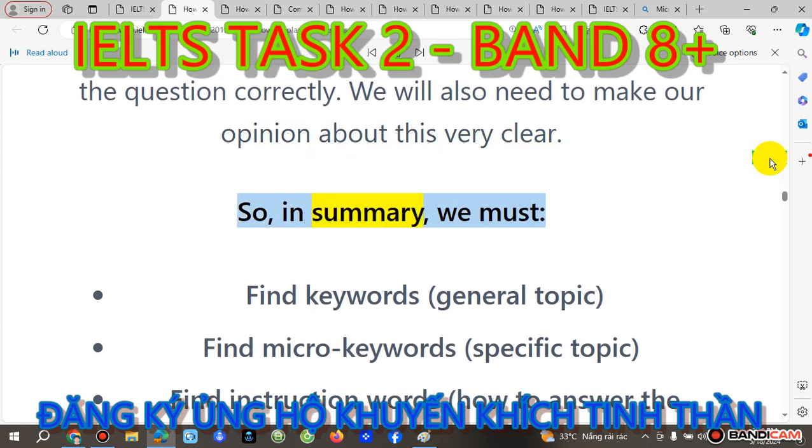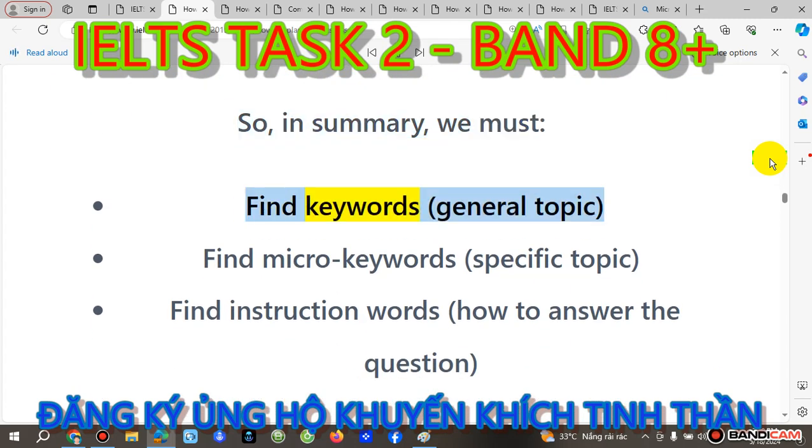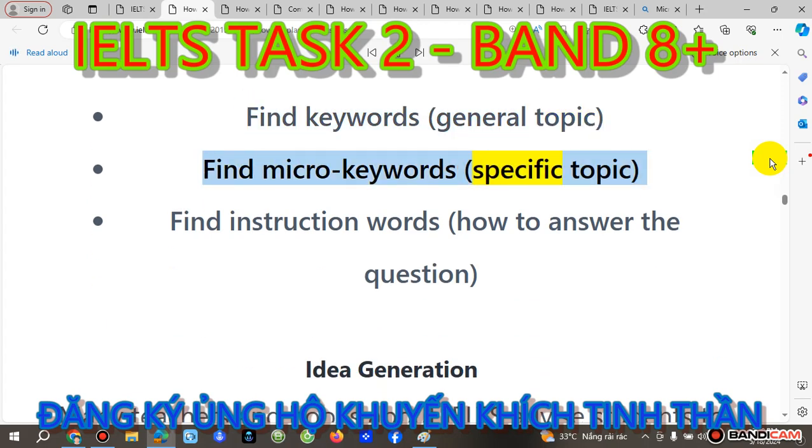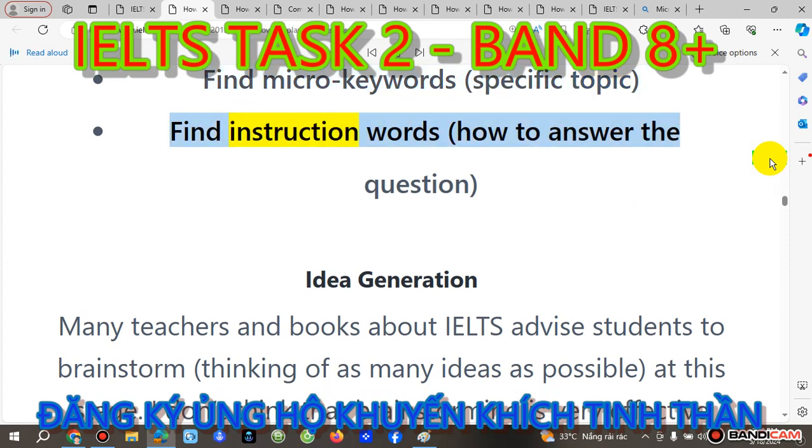So, in summary, we must find keywords, general topic. Find micro keywords, specific topic. Find instruction words, how to answer the question.